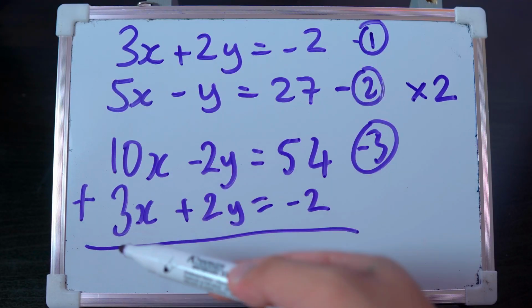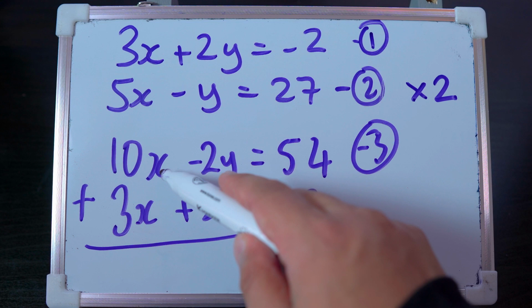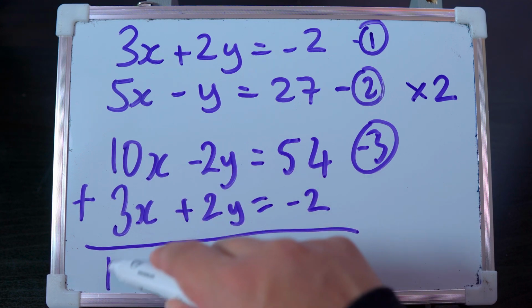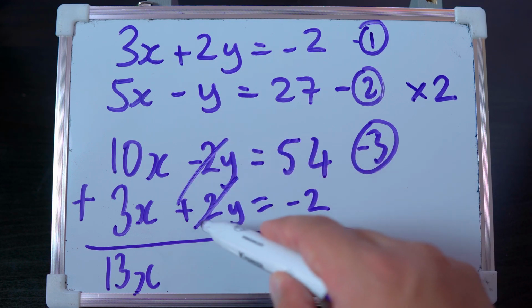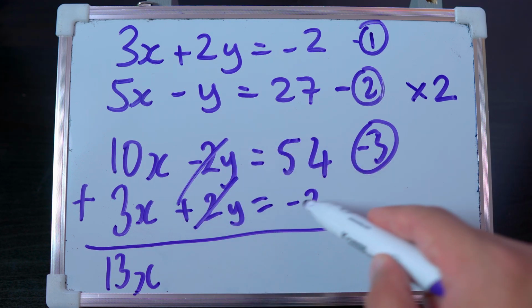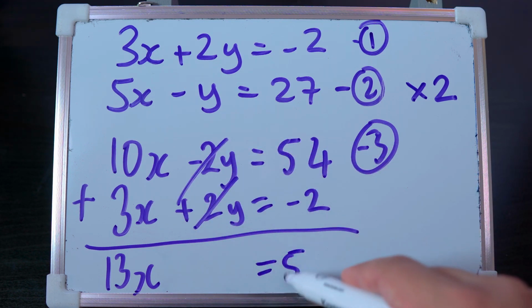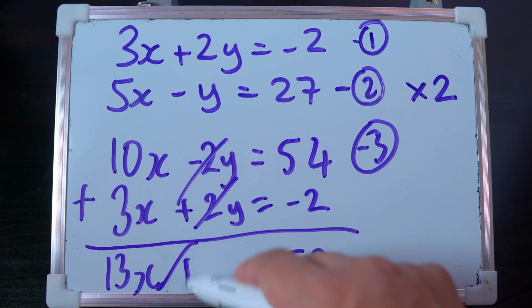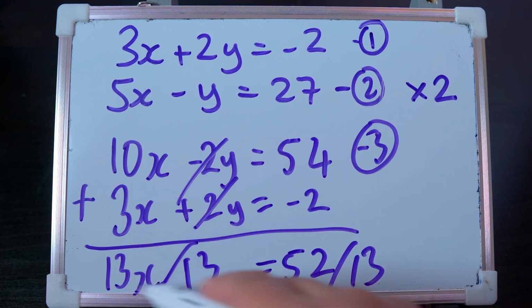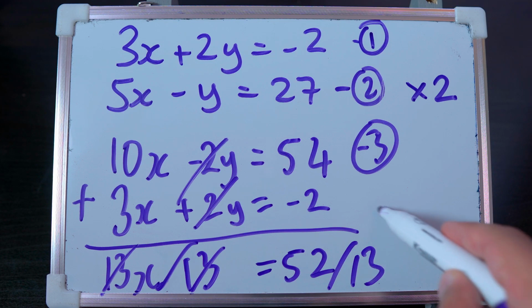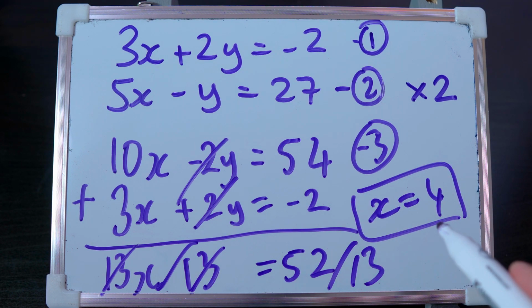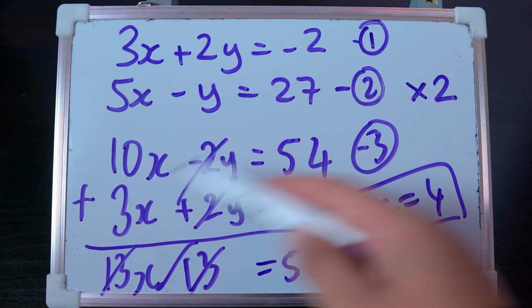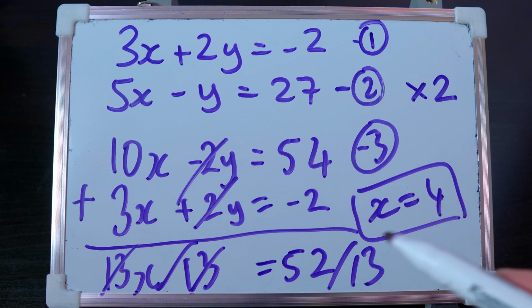Watch this. So I'm going to add these two equations, okay? So 10x plus 3x makes 13x. The minus 2y and the plus 2y cancel out. And 54 plus minus 2 is equal to 52. Now if I divide both sides by 13, the 13 is going to cancel out and x is going to be equal to 4. Okay, so x is equal to 4. Have you got that? I'm going to rub this out so we can work out what the value of y is, okay? Yeah, I got that, Dad.